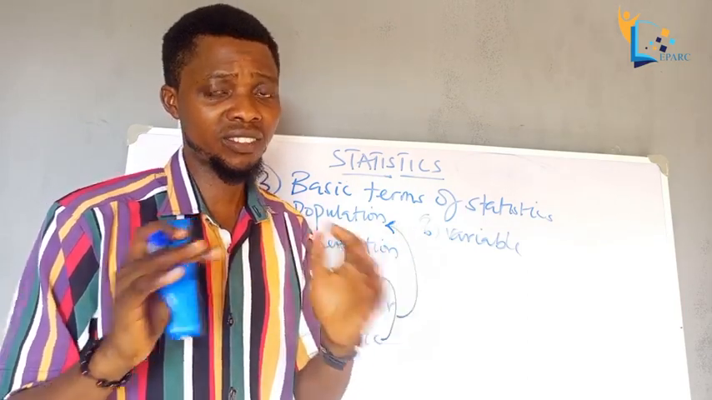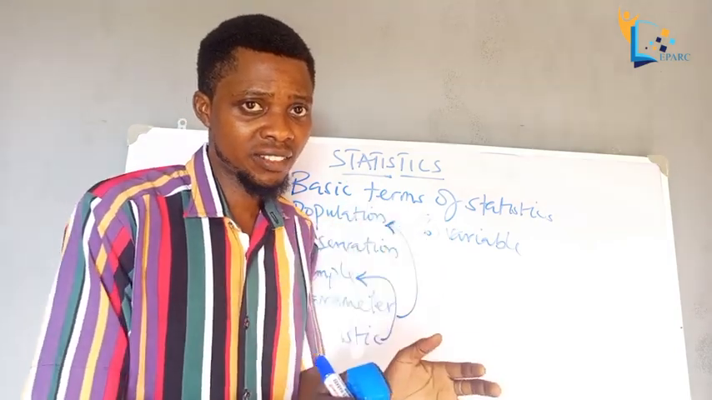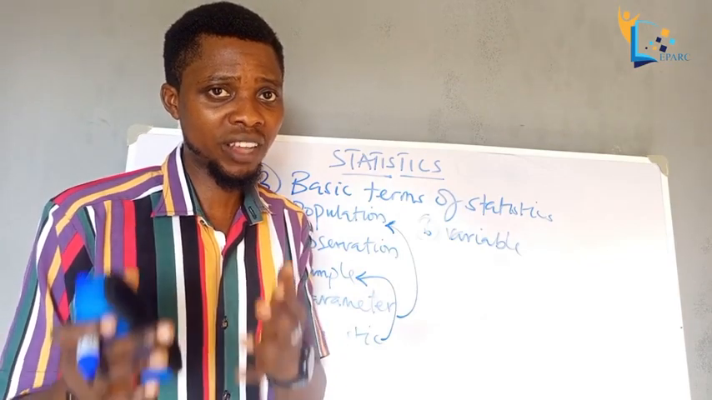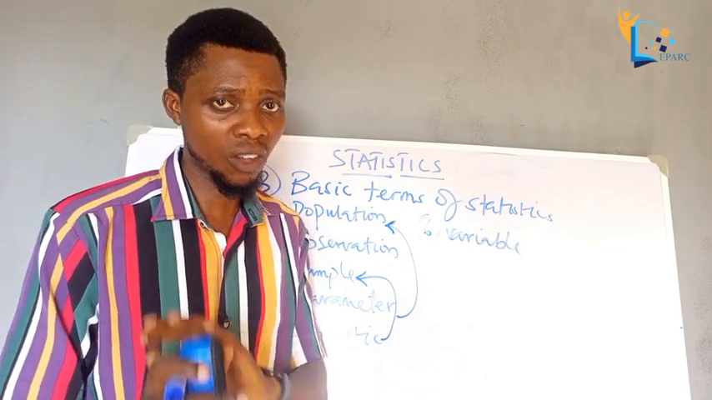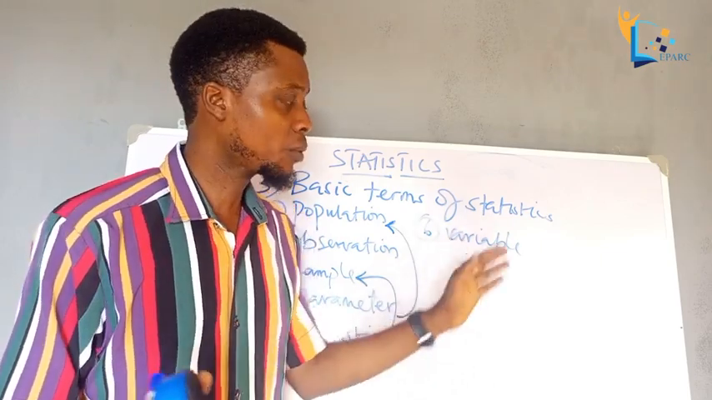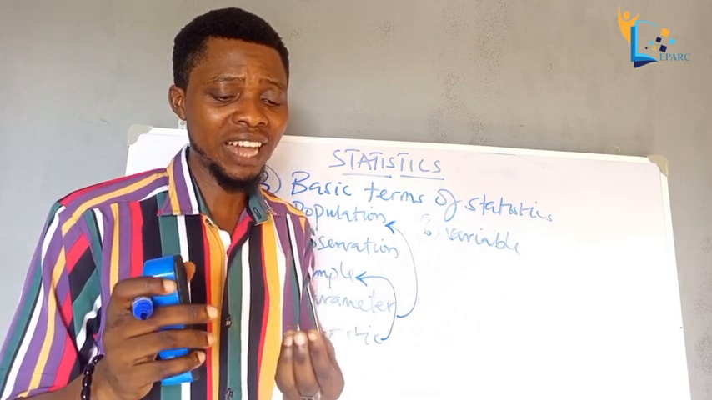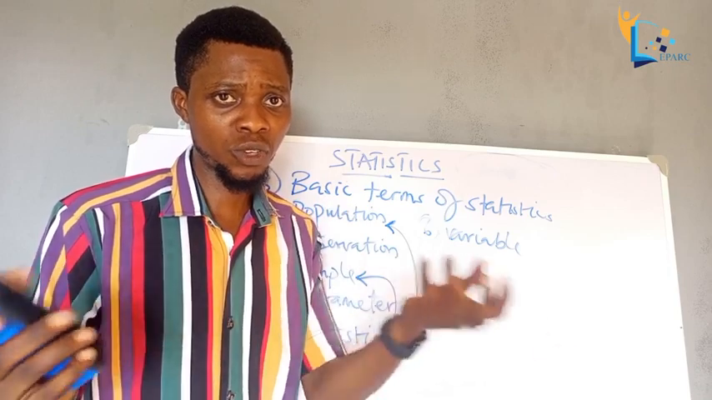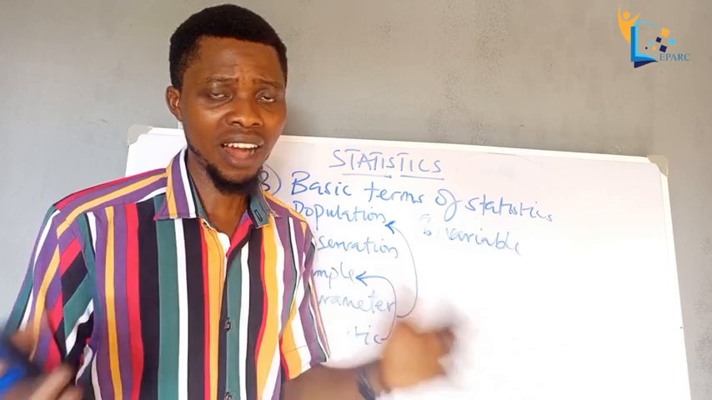Qualitative yields categorical responses. That is either this or this. For instance, I say gender. You're either male or female. These are categorical responses. Now, when we talk about numerical responses, they have to do with numbers. Number of students in a class, number of cars in a garage, and all that.